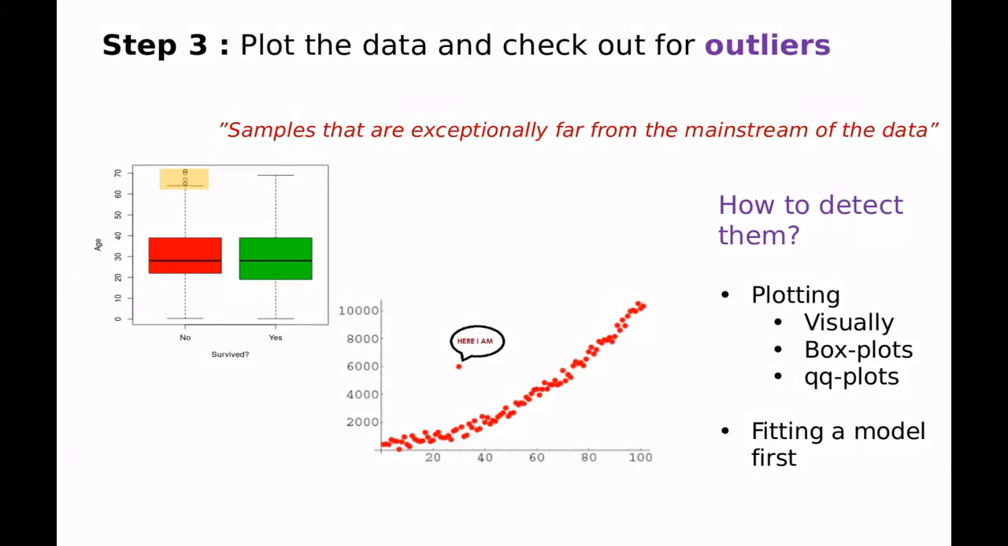Finding outliers is one of the most important steps in preprocessing, and I'm going to show you a couple of ways, but basically those ways are using common sense and some visual intuition taken from plots. So let's get started.